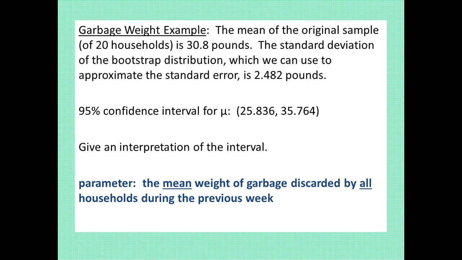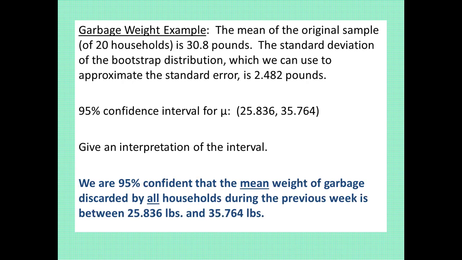And now that we have the parameter, getting the interpretation of the interval is basically you can take the parameter, put the confidence level in front, put the interval endpoints at the end. You get something like this, that we're 95% confident that the parameter, the mean weight of garbage discarded by all households during the previous week, is between the endpoints of the interval, 25.836 pounds and 35.764 pounds.